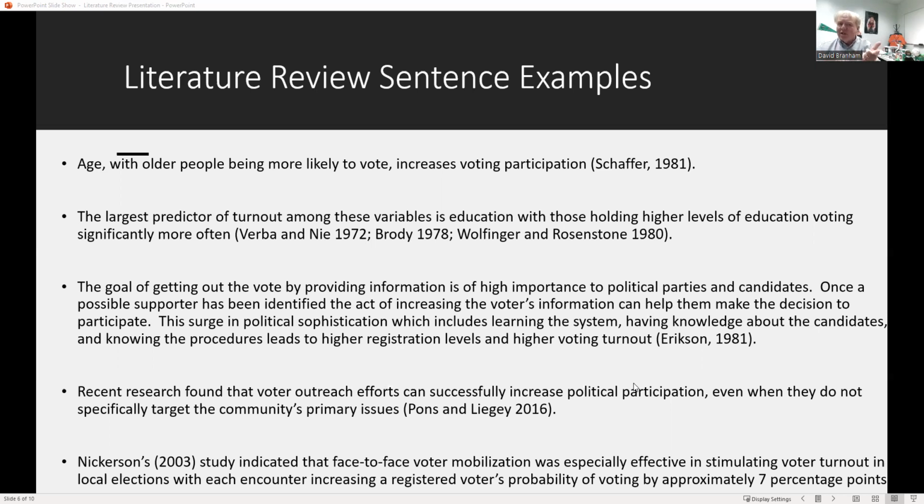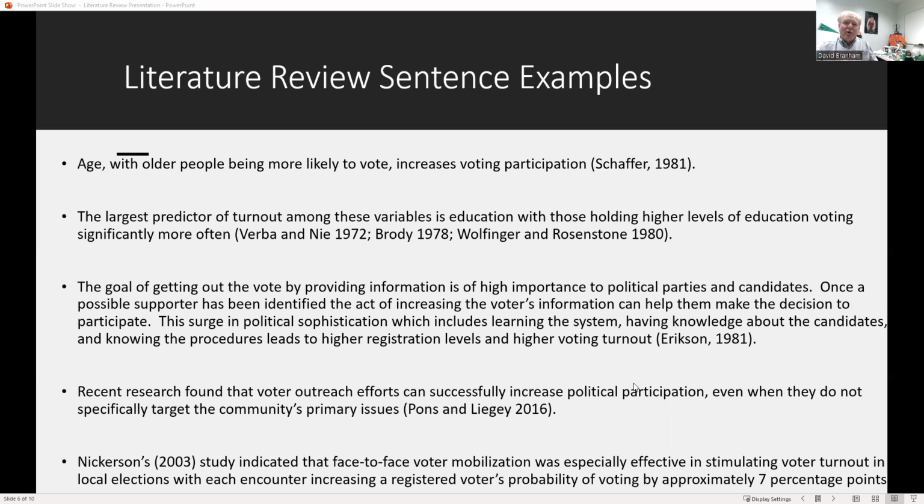The last example: Nickerson's 2003 study indicated that face-to-face voter mobilization was especially effective in stimulating voter turnout in local elections, with each encounter increasing a registered voter's probability of voting by approximately 7 percentage points. Really good article that hits right at home with this particular research, where you have face-to-face voter mobilization, where you're actually giving a person a card and saying, go vote, and seeing if that has an effect on whether or not they actually make the trip to the polls and vote.